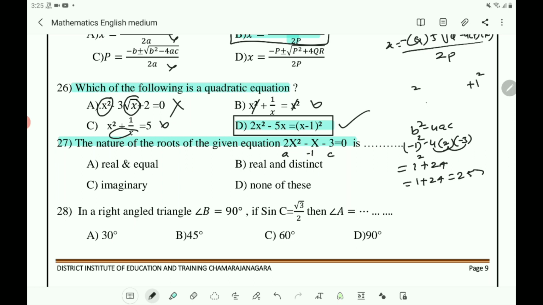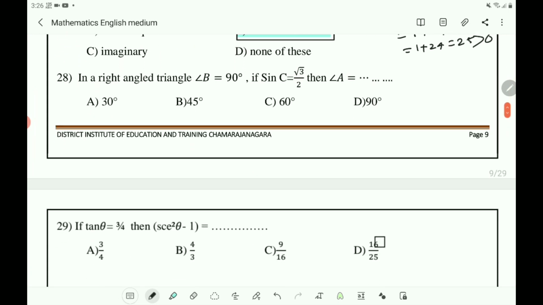So you got 25, which is greater than 0. Therefore, here roots are real and distinct. Roots are real and distinct. Option B is the answer. Then you take the question number 28.